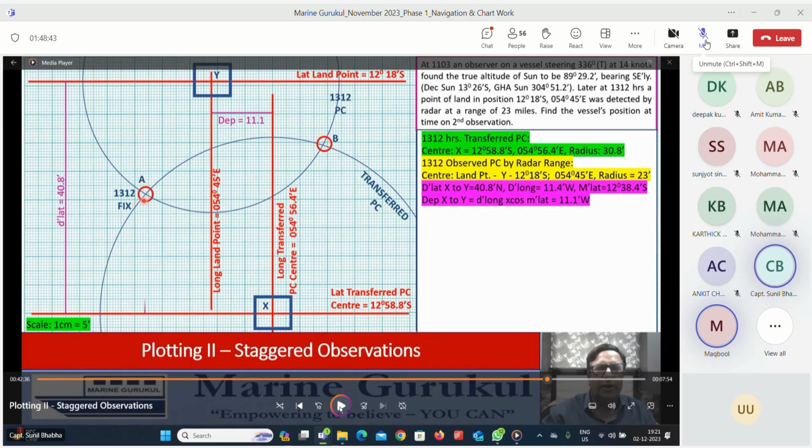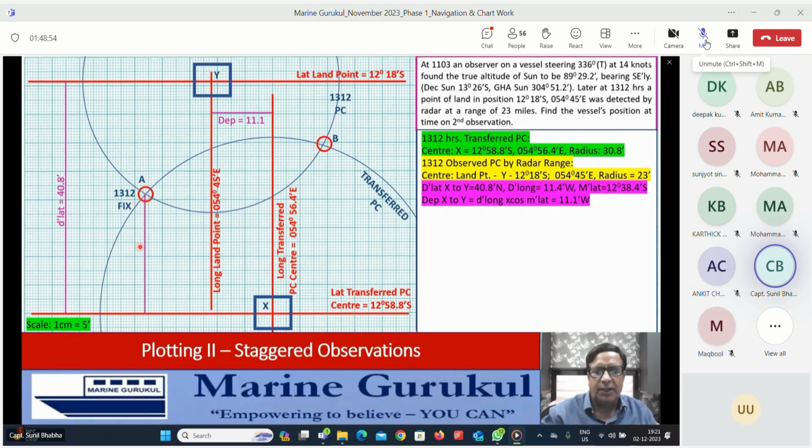The location of the observer is at the 1312 fix. Correct, sir? That is right, beta. Now we can measure its D-lat from one of the reference latitudes, also the departure using the same scale as the scale for the plot. We get the D-lat from latitude of X as 21 minutes north, and we get departure from longitude of Y as 13.3 minutes west.